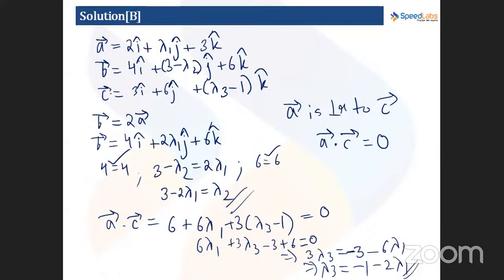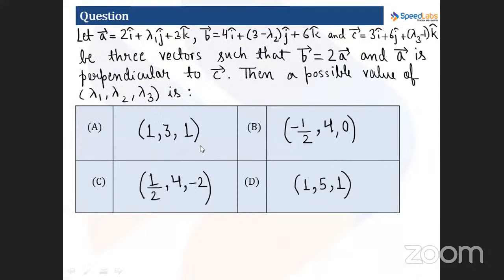So now let's put the options here. What are the possible values of lambda 1, lambda 2, lambda 3? Lambda 2 was 3 minus 2 lambda 1 and lambda 3 was minus 1 minus 2 lambda 1. So if I put here 1, then lambda 1 is 1, okay. Then lambda 2 will come out 1. So option A is wrong.